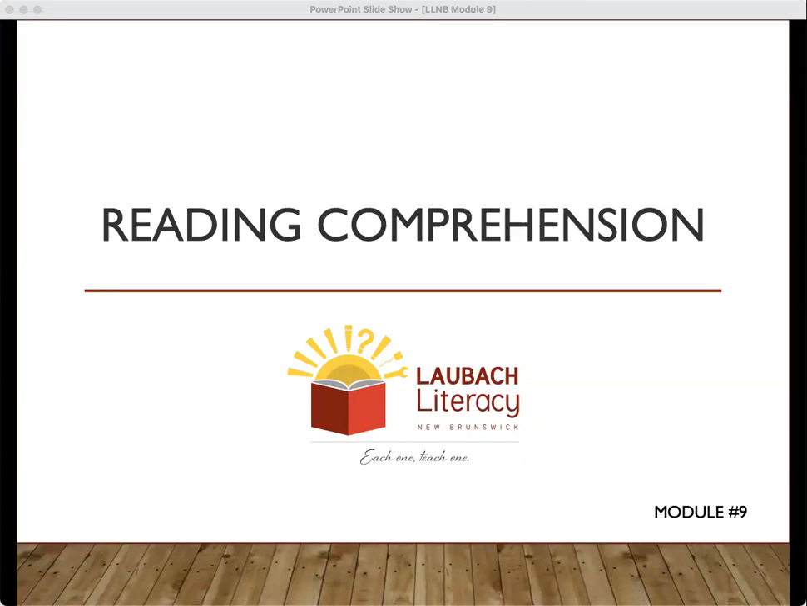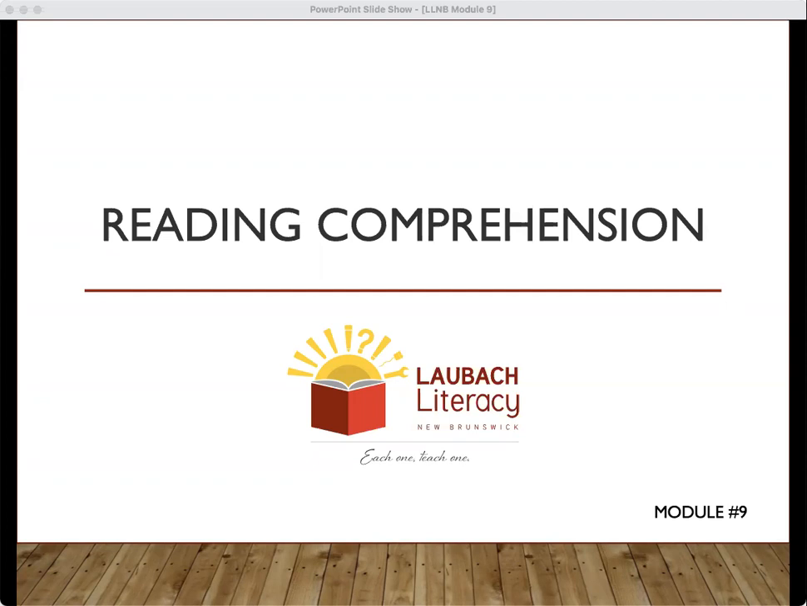Welcome to Module 9, Reading Comprehension. The ultimate goal of any reader is to understand what they read. If it's a work of nonfiction, they will want to understand and likely apply what they have read. If it's a work of fiction, then they'll want to understand and hopefully enjoy what they have just finished reading.